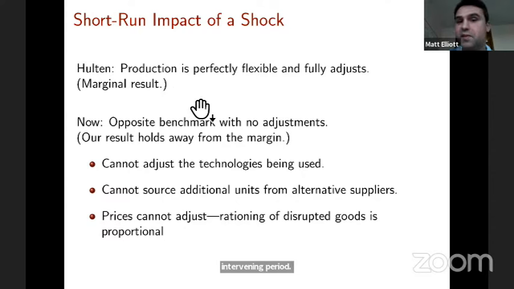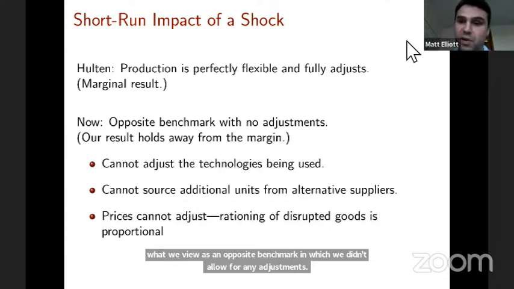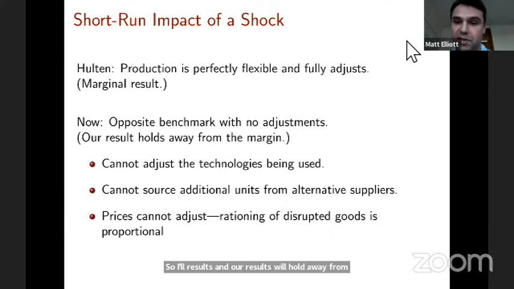So while Holton's result is about perfectly flexible production and full adjustments under the margin, we're going to look at an opposite benchmark, or what we view as an opposite benchmark, in which we don't allow for any adjustments. So our results will hold away from the margin. We're not going to allow firms to adjust the technologies that they're using. We're not going to allow them to go source additional units from other suppliers. And we're not going to allow prices to adjust.